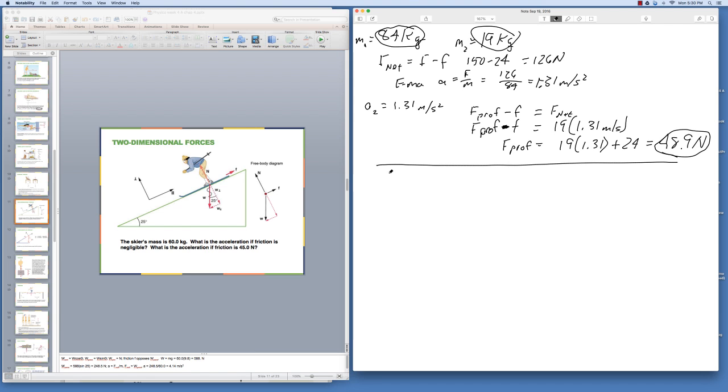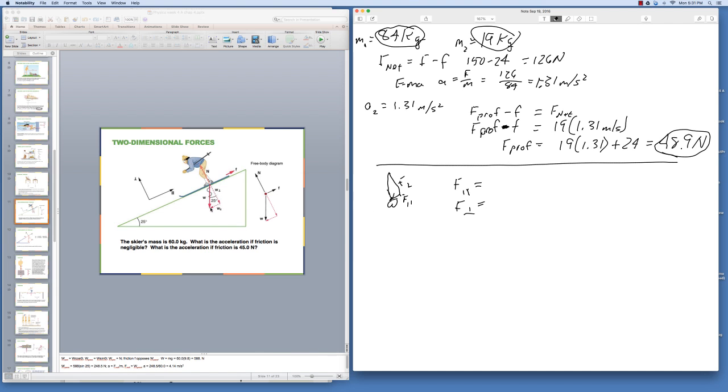Now, the important thing to understand is you have a weight which is always straight down, and that weight, because this individual is on an incline, can be divided into the perpendicular force, F perpendicular, and the parallel force, F parallel. Now F parallel is what causes the skier to go down the plane, and F perpendicular is what holds the skier on the inclined plane.